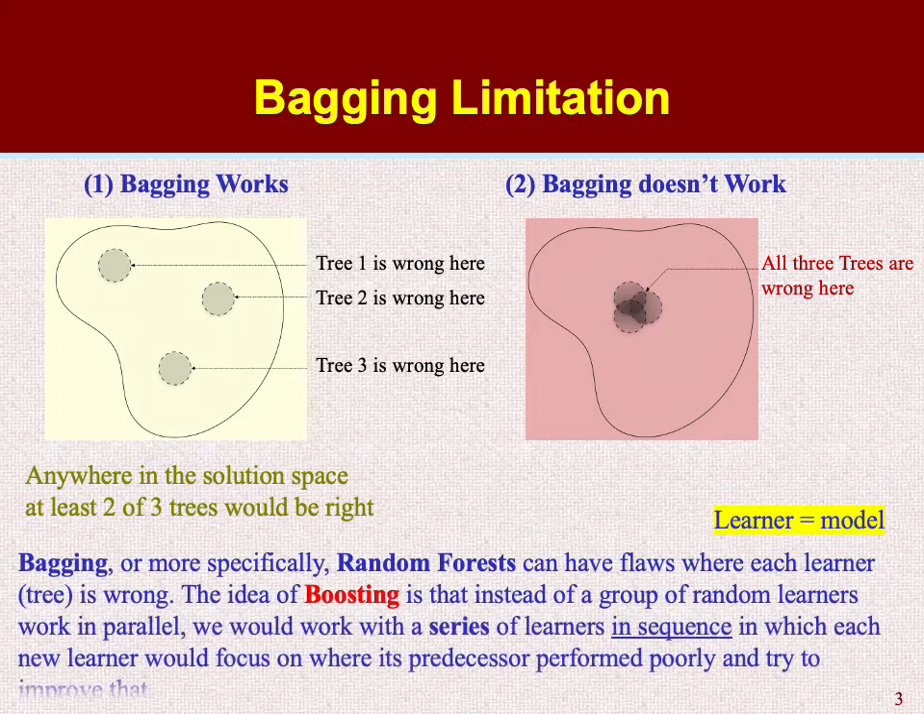Bagging, or more specifically, random forest, can have flaws where each learner, meaning algorithm, or here tree in random forest, is wrong. The idea of boosting is that instead of a group of random learners working in parallel, we would work with a series of learners in sequence, in which each new learner would focus on where its predecessor performed poorly and try to improve that. That's the idea of boosting.